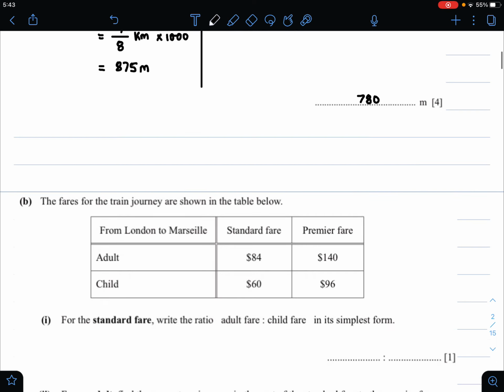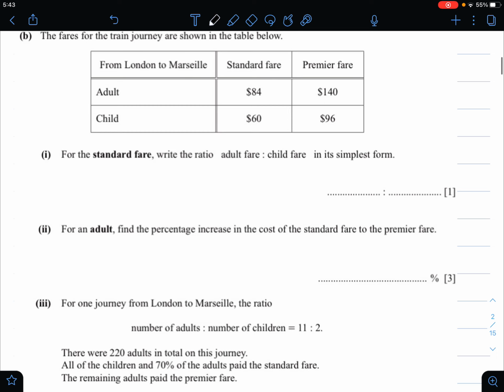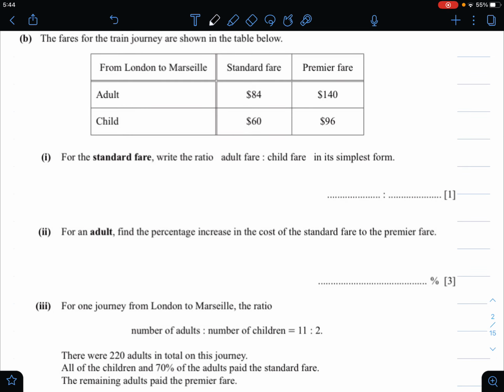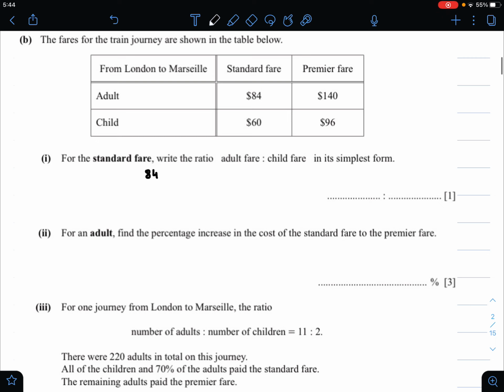Now let's move to part B of this question. So they've given us the different fares for adults and children at a standard rate and a premium rate. So for part B1, they are asking us to calculate the ratio of adult fare to child fare in its simplest form. So the easiest way to do that is the adult fare, that is $84, divided by the child fare, which is $60. And as you can see, they've written in bold, we have to calculate the ratio of the standard fare. So now all you need to do is reduce this fraction to its simplest form.